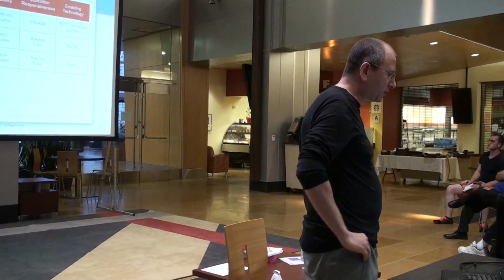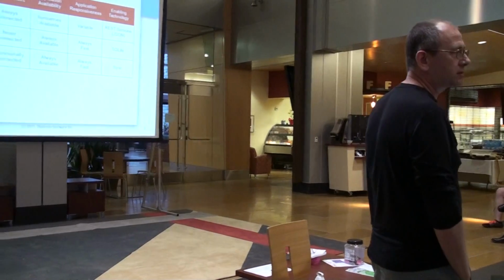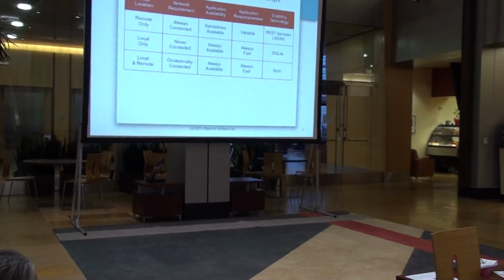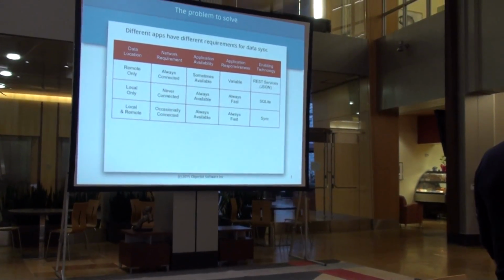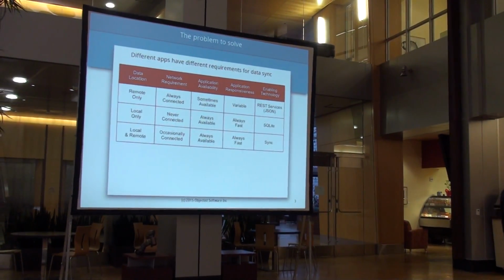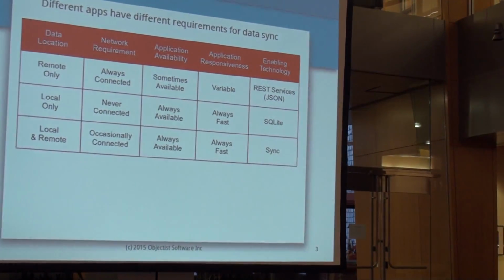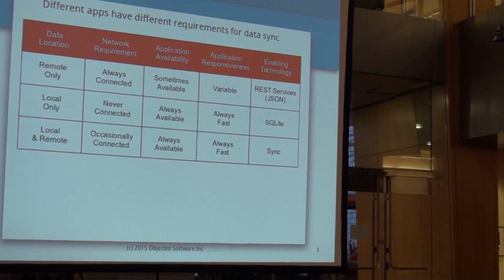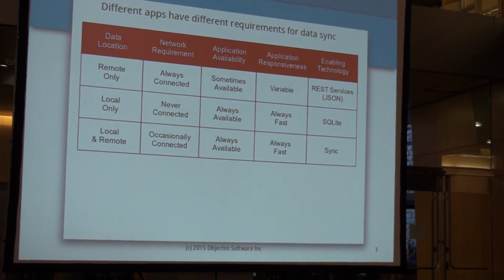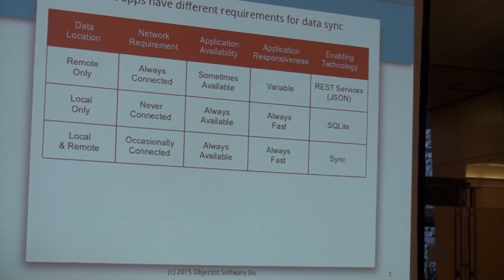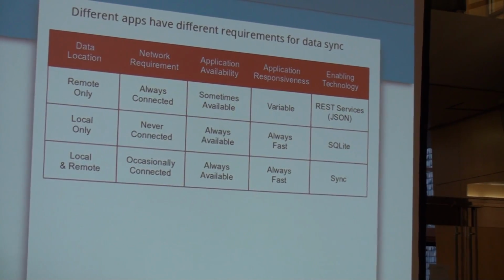All right, so what is the problem that we're trying to solve? The problem is that different applications have different requirements for data synchronization. Based on certain criteria, we can categorize them into three major groups: based on the data location which the applications have, what their network requirements are, whether they are going to be available at all points or not, what the responsiveness of these applications is, and what the enabling technology is that makes all of these goals attainable.